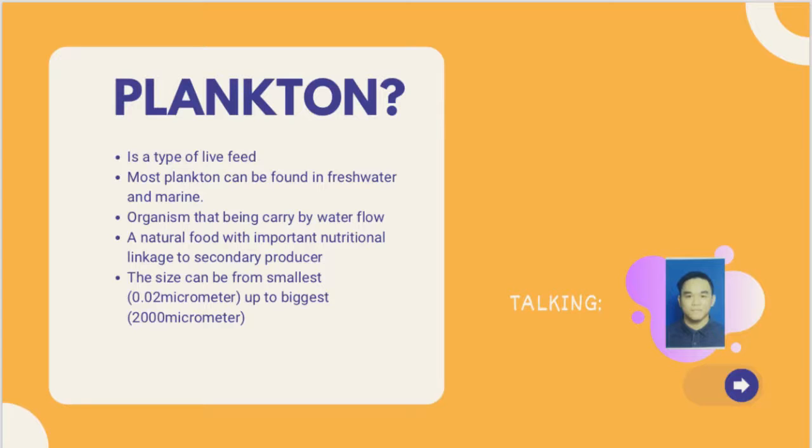So, what is plankton? Plankton is actually a type of live feed. Most plankton can be found in freshwater and seawater. It's actually an organism that is being carried by water flow, meaning they cannot swim against the current. They act as a natural food with important nutritional linkage to secondary producers. The size can be from the smallest 0.02 micrometer up to the biggest 2000 micrometer.